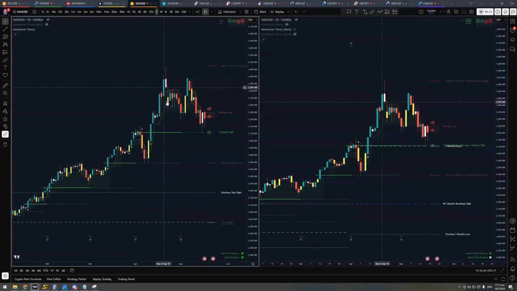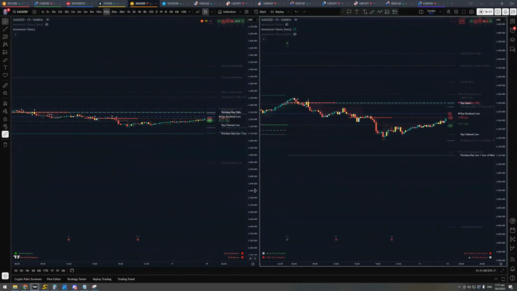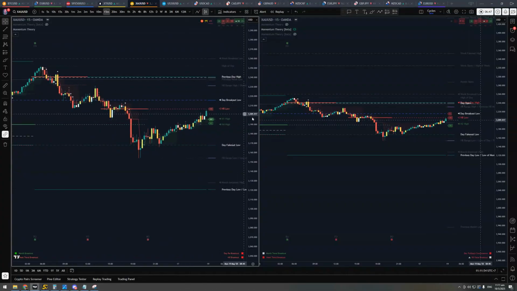I forget which ones exactly that I've changed, but all of them have now been tweaked. So we have all the same structure. There's not many major changes, but just very minor changes.